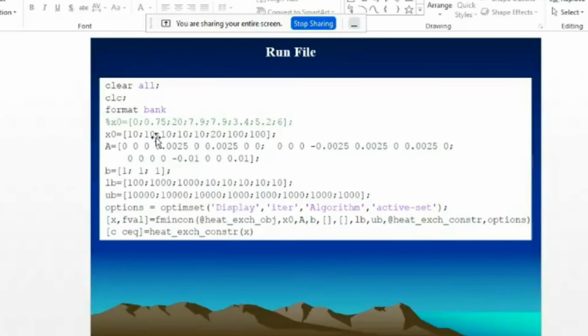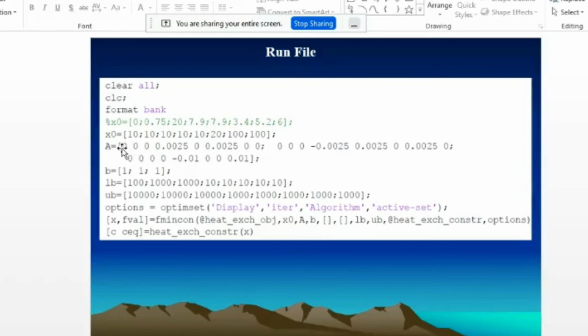Then here the initial guess. Since the author knows the solution, based upon the solution the initial guess is given here. In between lower bound and upper bound, some solution value you can give, right? Initial guess we can give. Even other than that, it is not mandatory to give the initial guess between lower bound and upper bound. Any initial guess you can give, that is not mandatory.